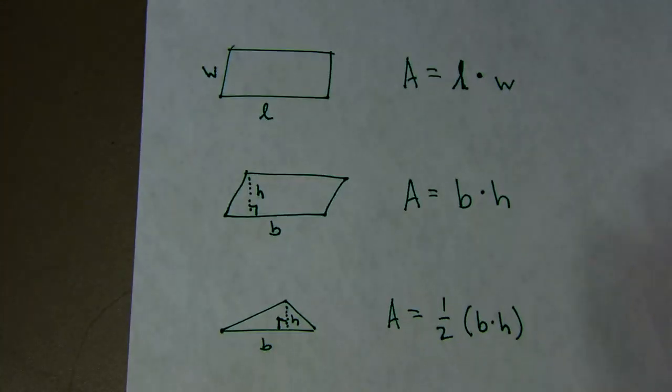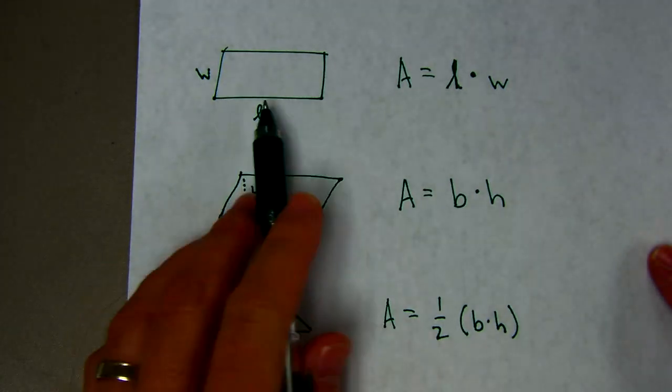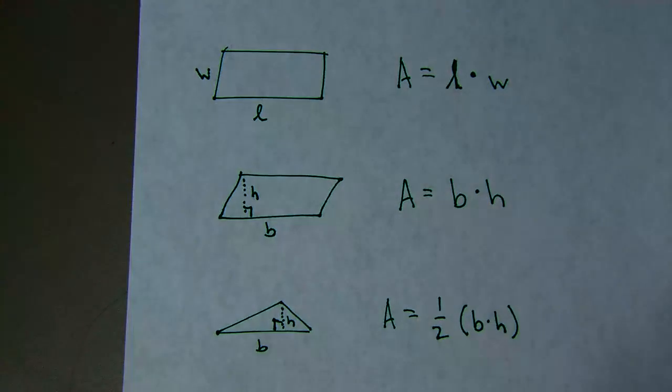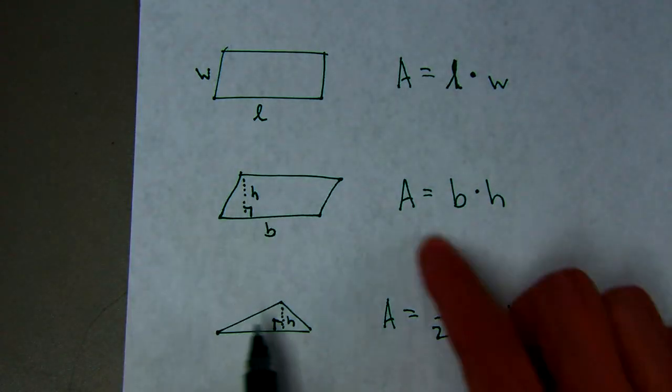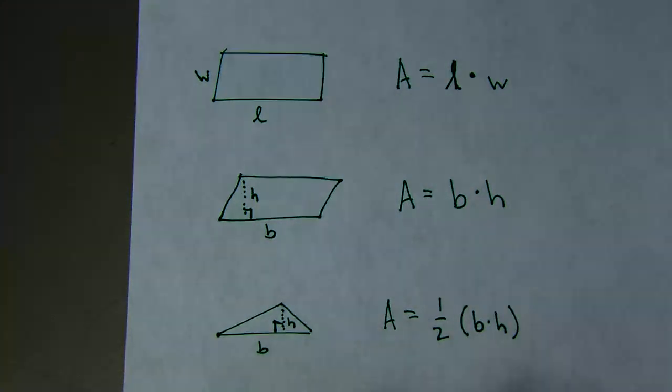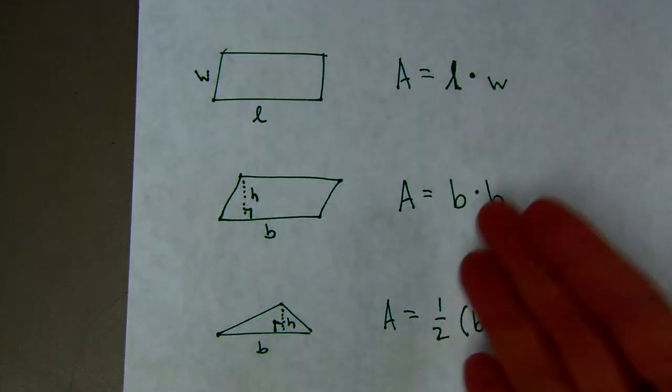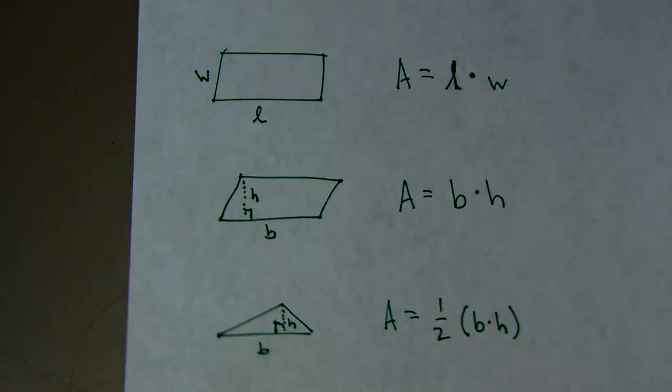Well, let's go to what you already know. You already know how to find the area of a rectangle. You just multiply the length times the width. A parallelogram, you multiply the base times the height, and a triangle, you multiply the base times the height, and then multiply that by 1/2, or divide it in half. So since you know this already, this is actually all you need to know.